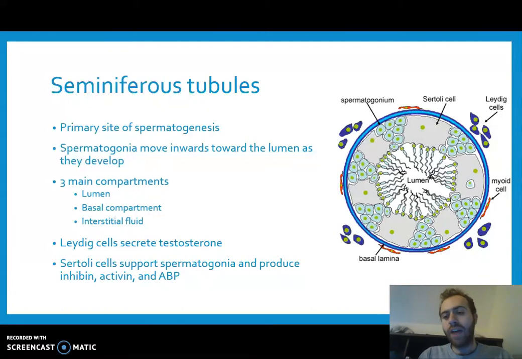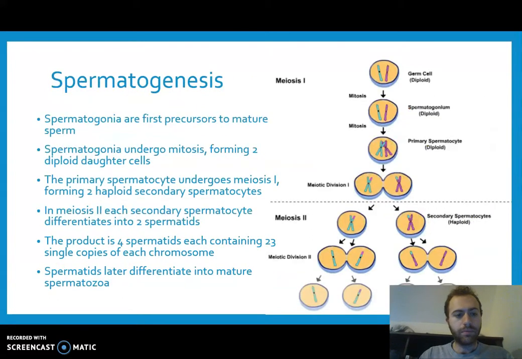And this is just a little graphic depicting the seminiferous tubule with the lumen on the inside and the basal lamina on the outside, with the spermatogonia maturing inwards towards the lumen. So spermatogenesis occurs in that spermatogonia are germ cell precursors to mature sperm. These spermatogonia reside just inside of the basal lamina of the seminiferous tubules, as we just saw.